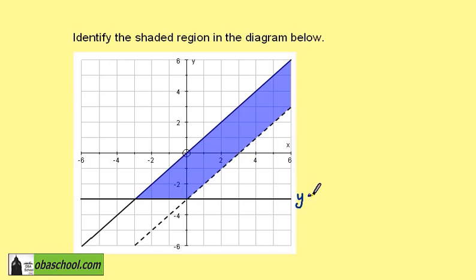This is the line y equals -3. It's drawn as a solid line. Since the region is above this line, one inequality would be y is greater than or equal to -3.